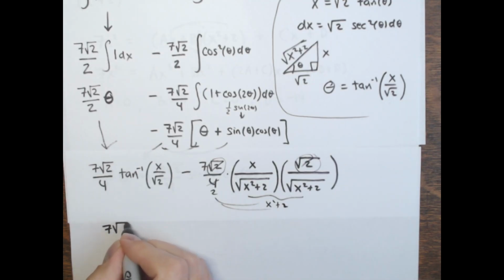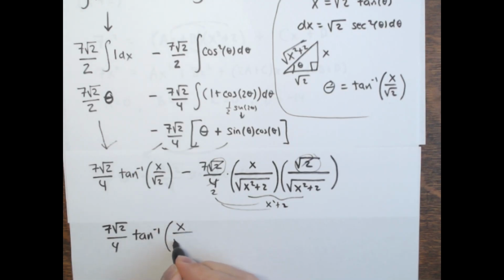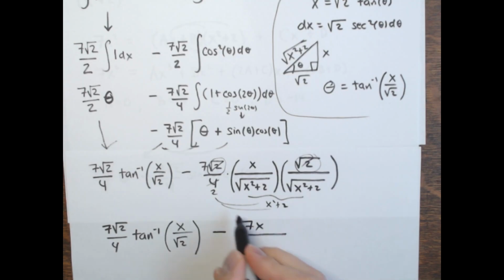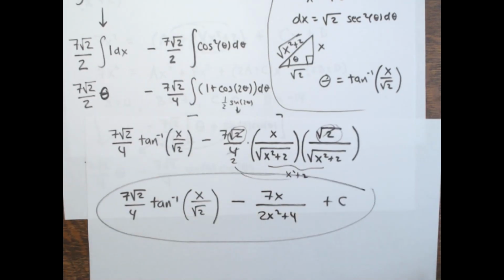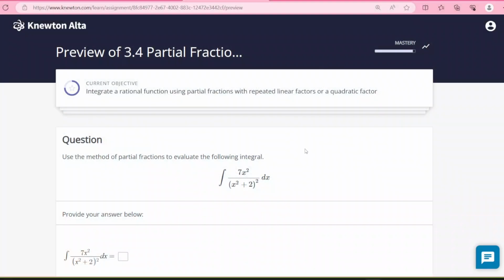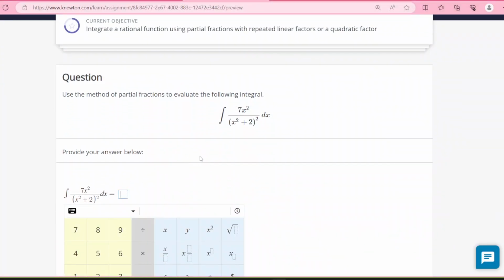So we've got 7 square root of 2 over 4 times the inverse tangent of x over the square root of 2, then minus 7 times x in the numerator and 2x squared plus 4 in the denominator, and then, of course, plus some constant at the end. So that's what I'm typing in. I'm really hoping this is the last problem. Looks like my progress is close enough.